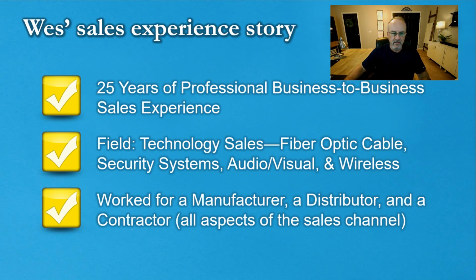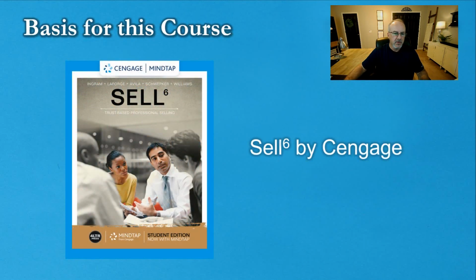Let's talk about the content for our session. Before we do that, let me just note that from a textbook standpoint, the basis of this course is Sell 6 by Cengage. In future versions of this course, I'm sure we'll use the same textbook. We might use the next version, it might be Sell 7 or Sell 8. But still, that book is the basis for some of the content. Now I'm going to integrate a lot of my own experience and expertise as we go along in this video. But when we talk about textbook material, this is the textbook that we'll be talking about.